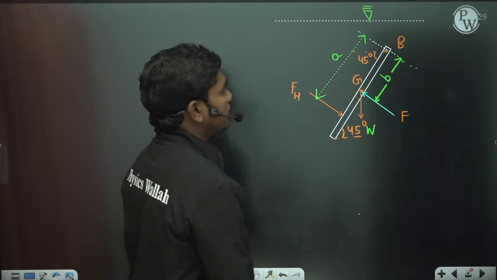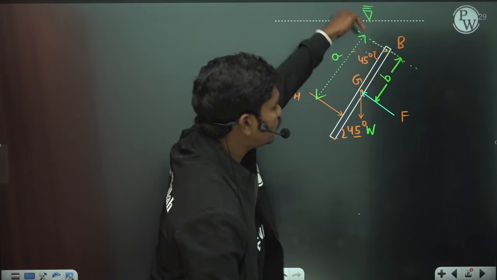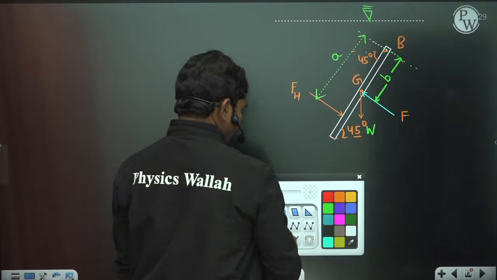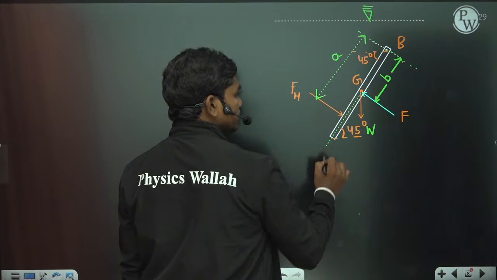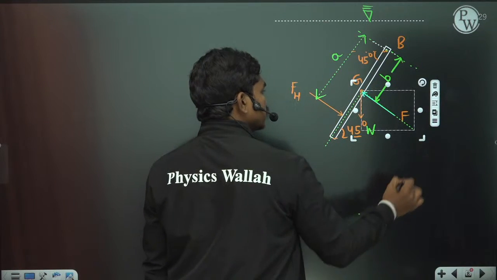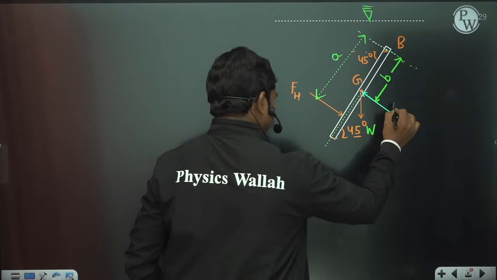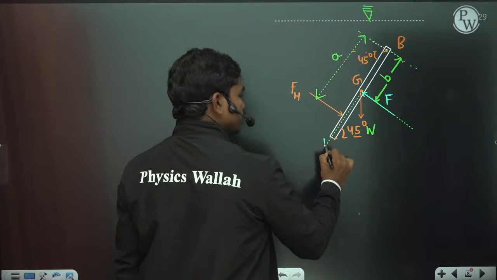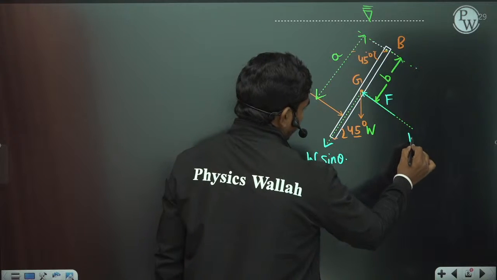Because we don't know the perpendicular distance between this vertical line and this line, we will resolve the weight into two components. If this is theta, we can resolve it in this direction as W sin theta and in the reverse direction as W cos theta. So these are the two cases. One case is F, which is applied at this location. So this W we are replacing with W sin theta and W cos theta.